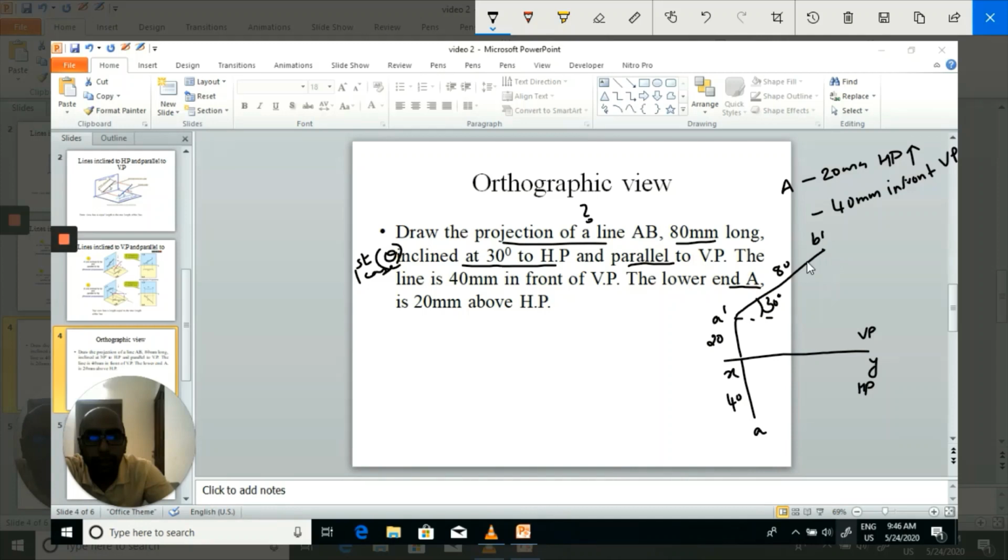Then draw the projectors. So you get the top view AB. The top view will be parallel to the reference line. Then this is your front view. A dash B dash is your front view, which gives the true length. So this is the true length. A dash B dash and AB have to be drawn with an HB pencil.